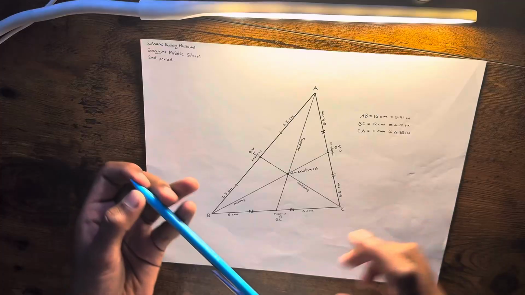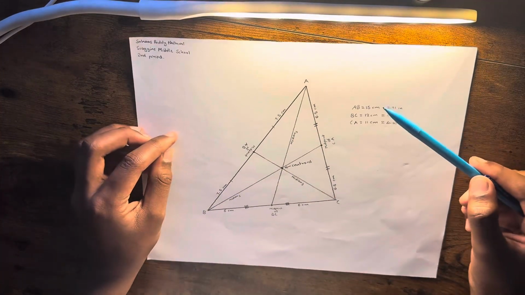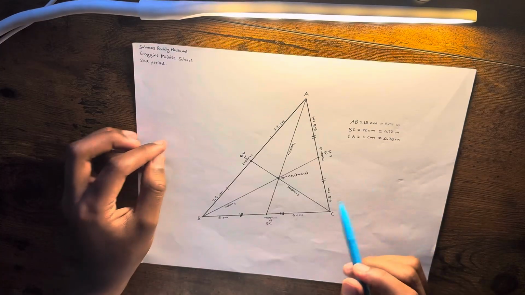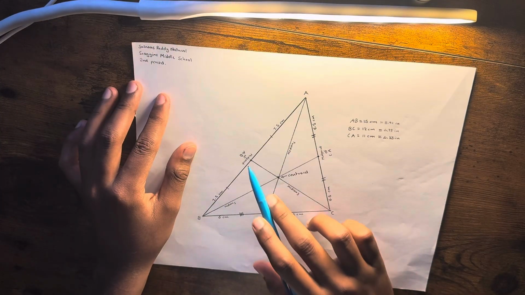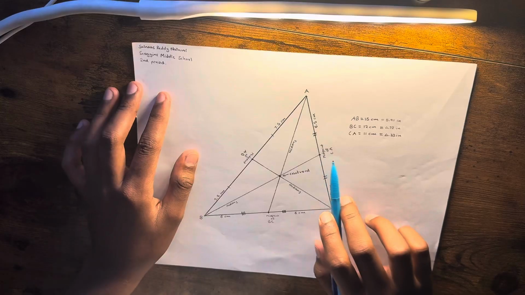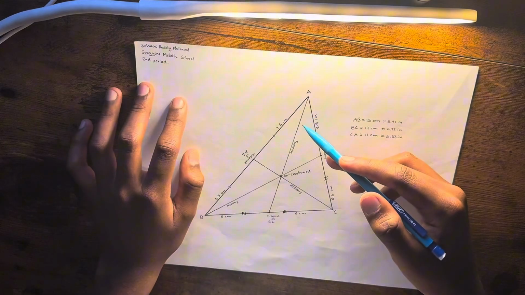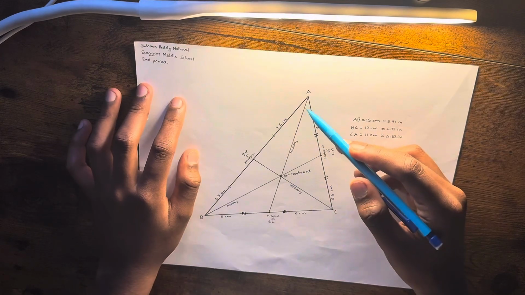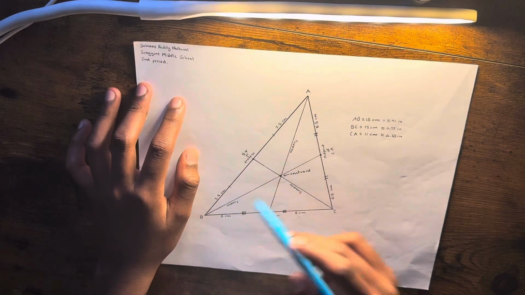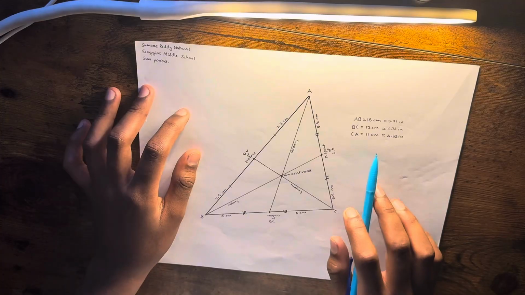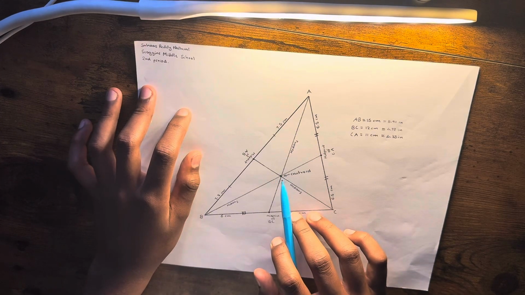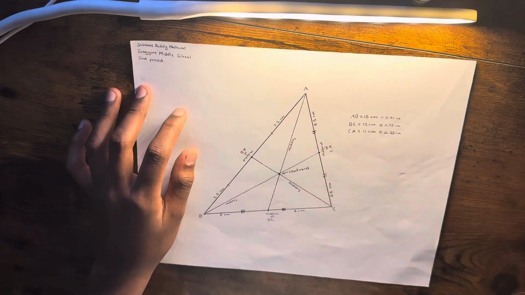Here's my completed construction. I'll label my triangle A, B, and C. On each side, I measure the length and mark the midpoint, here, here, and here. Then I drew the medians. A median is a line from a vertex to the midpoint of the opposite side. So I have three medians. The point is the centroid, right here, the exact balancing point of the triangle.